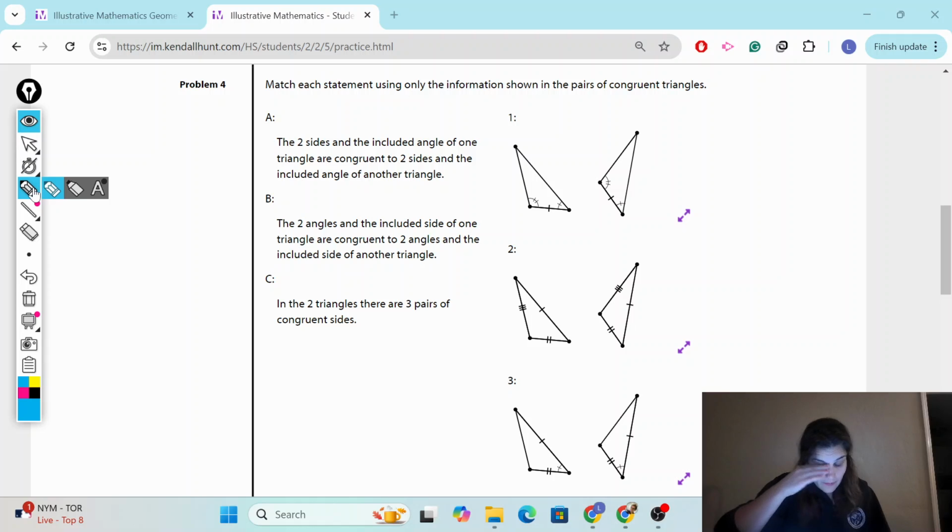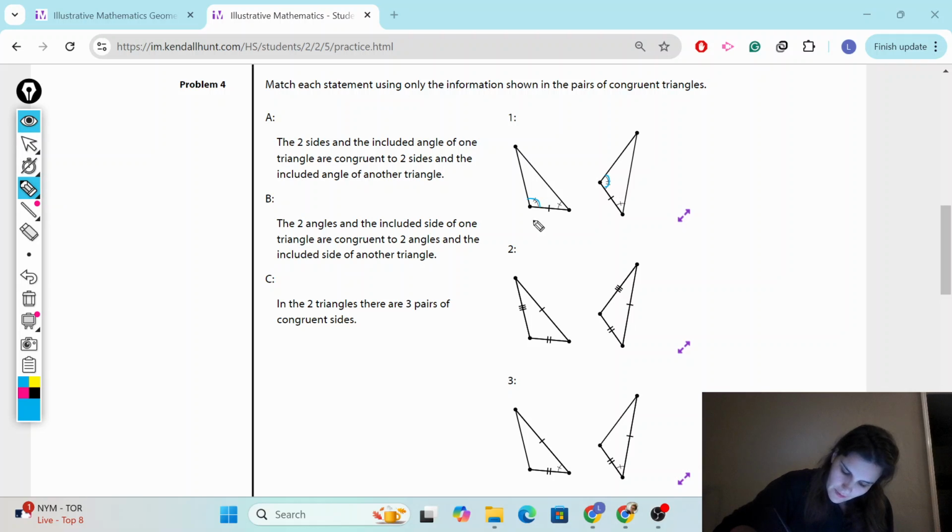Problem number 4. Match each statement using only the information shown in the pair of congruent triangles. The two sides and the included angle of one triangle are congruent to the two sides and the included angle of another triangle. So I'm going to mark up my triangles first to make this easy. I see this angle is congruent to that angle, so we have an angle. I see this side is congruent to that side, so we have a side. And I see this angle is congruent to that angle, so we have an angle. Angle, side, angle.